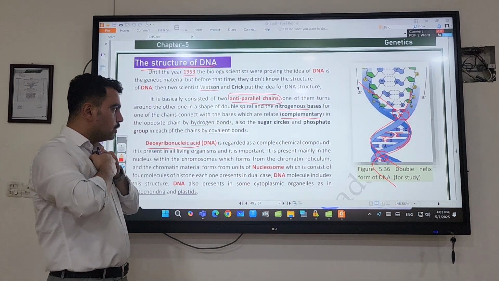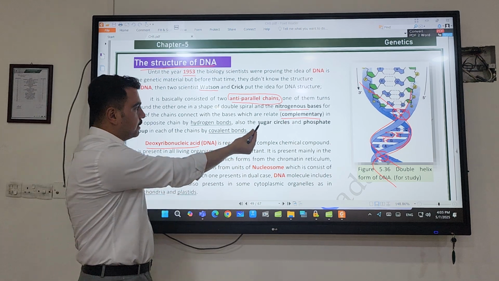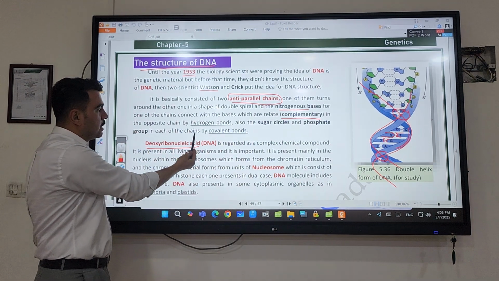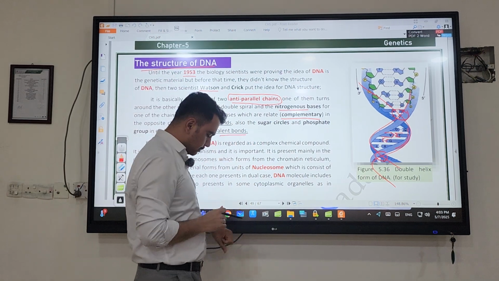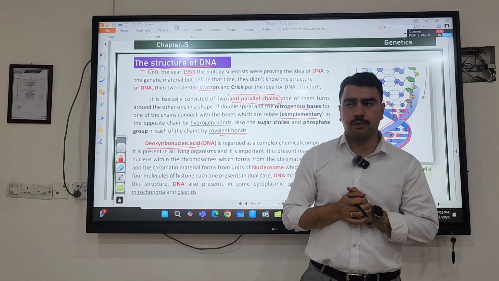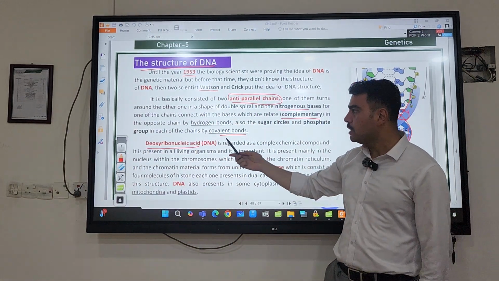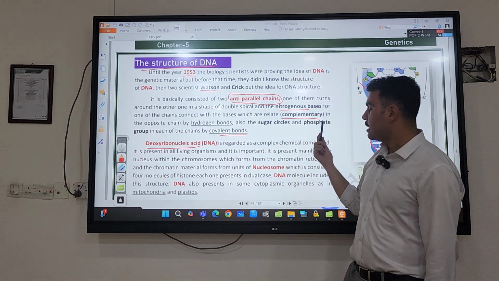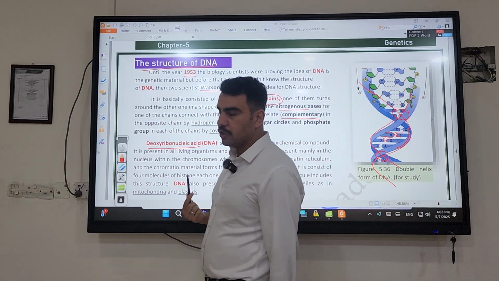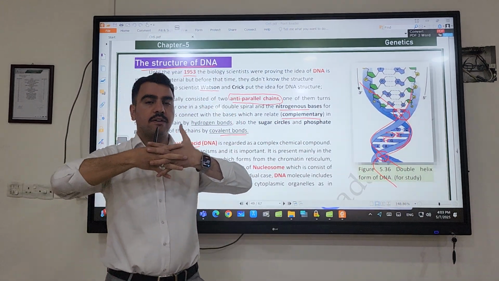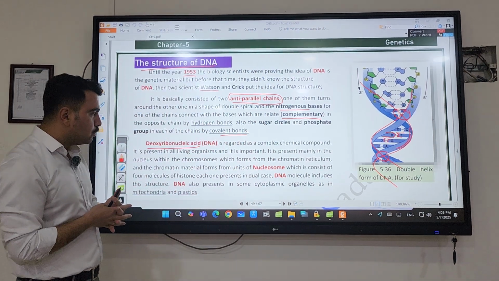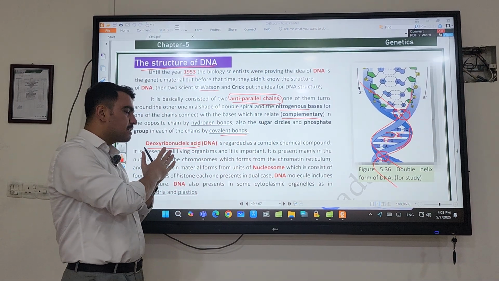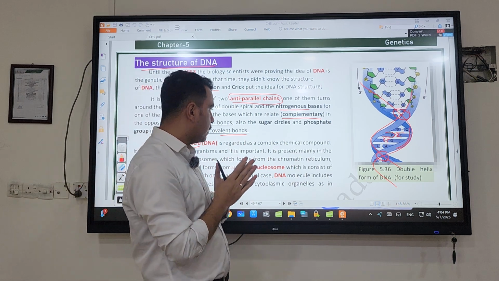Also, the sugar circle and phosphate group in each chain are connected by covalent bonds. This covalent bond is a bond between sugar circles and phosphate groups. On each side, they are connected to each other. This is very important. And as we mentioned, DNA is the abbreviation of deoxyribonucleic acid.